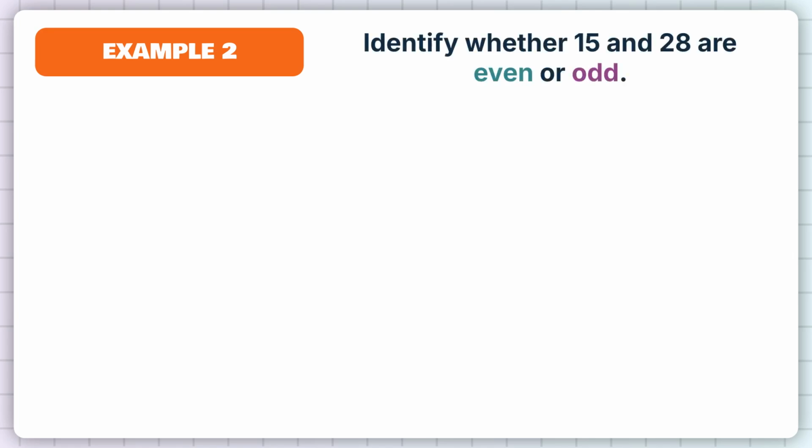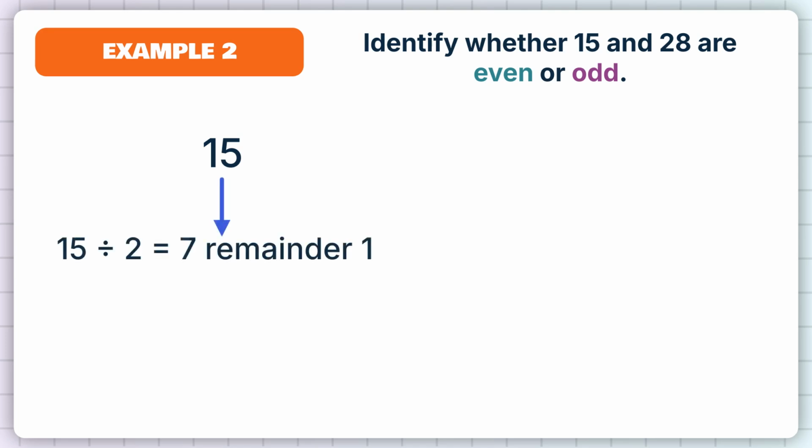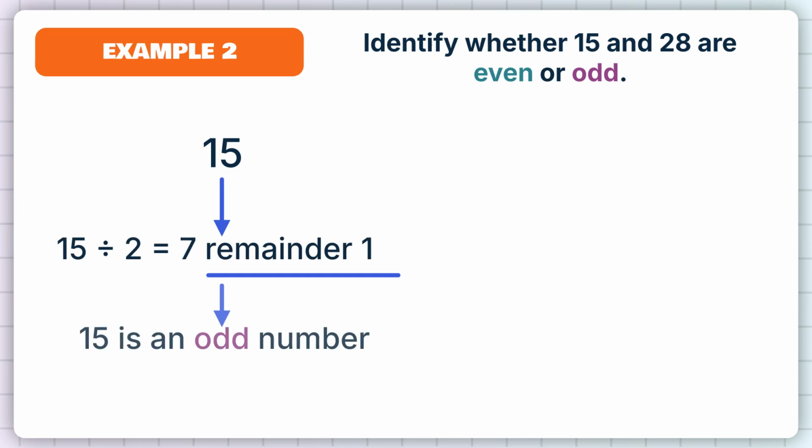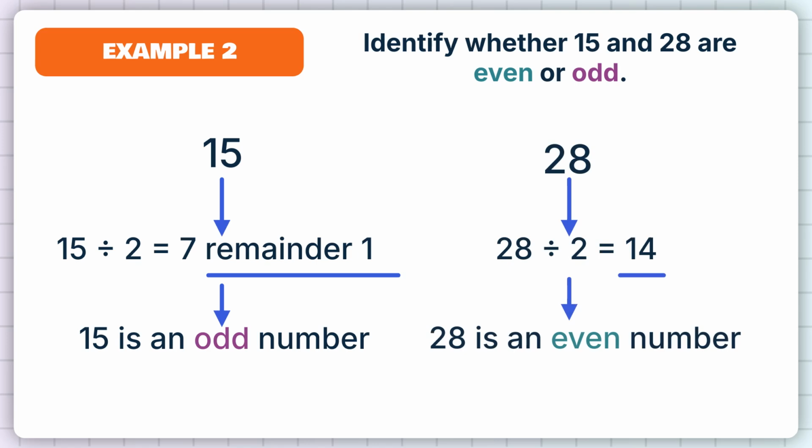For example 2, we will identify even and odd numbers. Let's identify whether 15 and 28 are even or odd. To determine if 15 is even, check if it divides by 2 evenly. Since 15 divided by 2 leaves a remainder, 7.5, 15 is an odd number. For 28, divide by 2. Since 28 divided by 2 leaves no remainder, 28 is an even number. So 15 is odd and 28 is even.